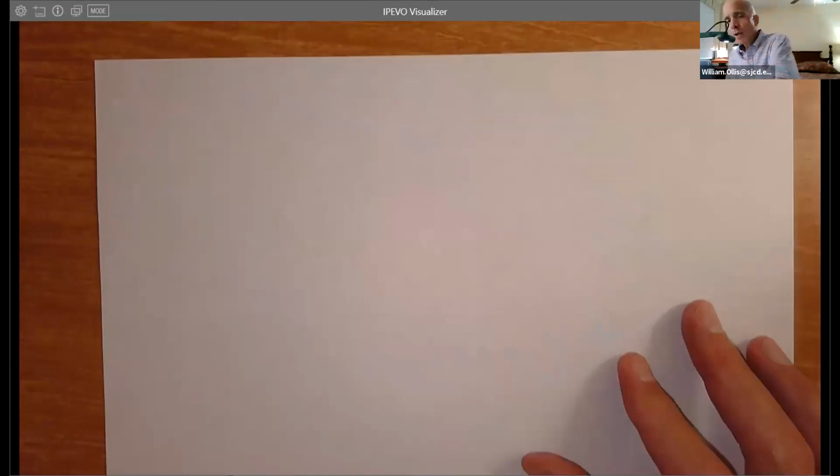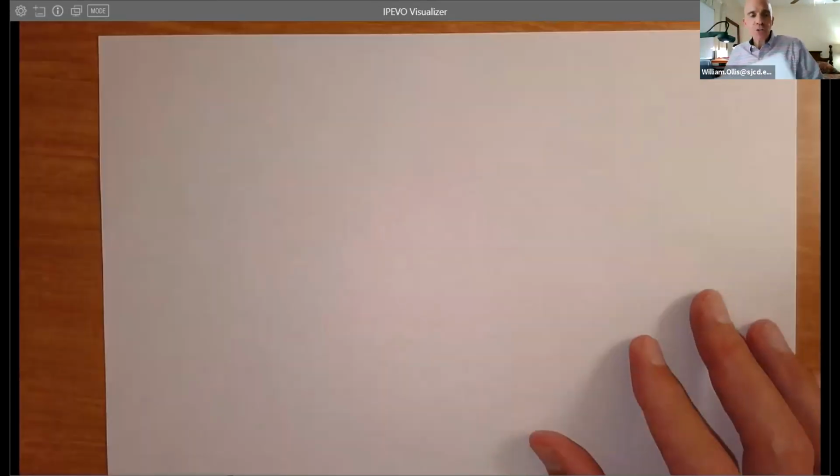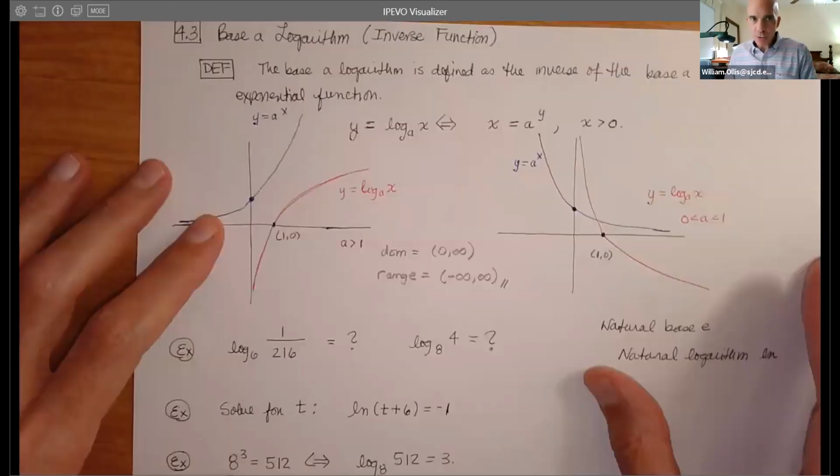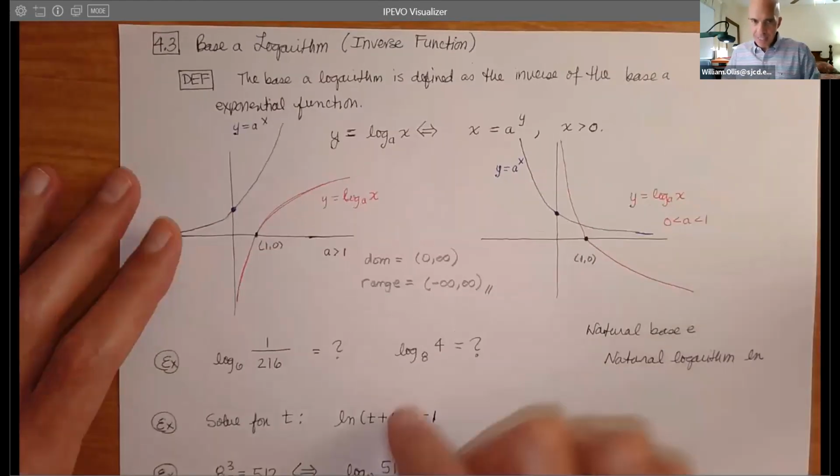Now, what I want to do is say a little bit about our transition to logarithms. This is a simple transition, but what we want to be able to do is just utilize what we already know from the exponential. So I just did a little summary here, and then we'll work through some of these examples.